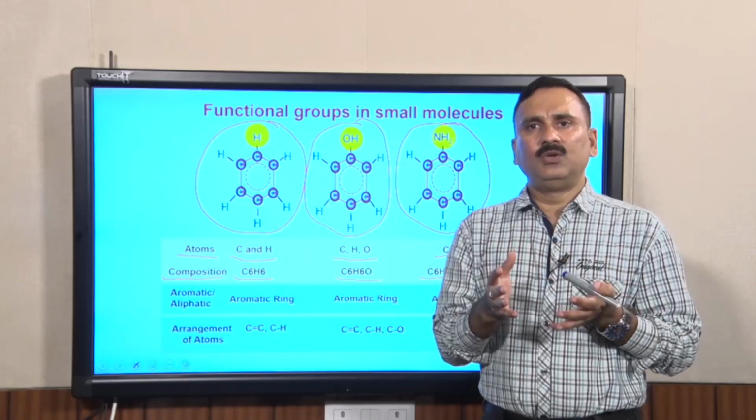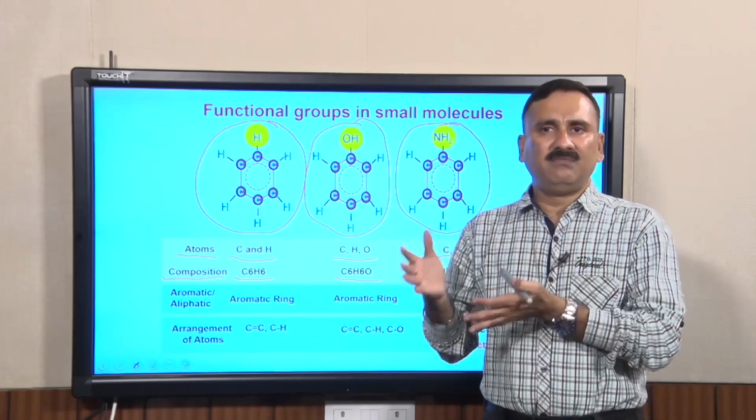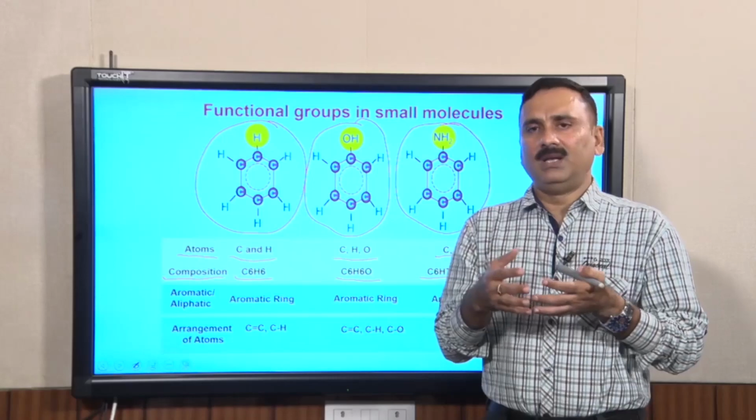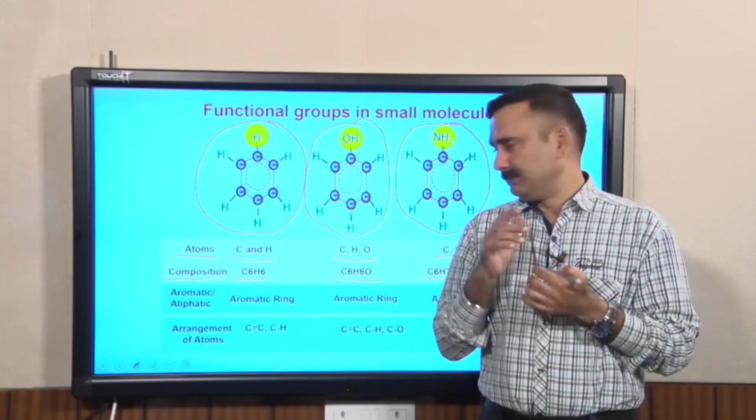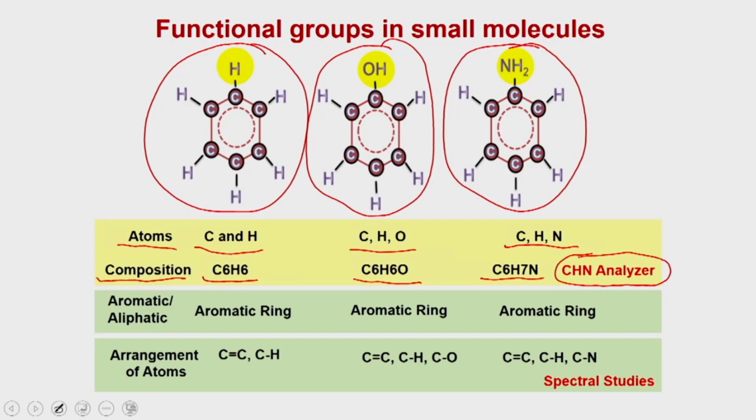And for CHN analysis, you might have to give 1 milligram to 5 milligrams of your compound, depending on the number of atoms and other groups present. Then the second thing you have to ask is whether the compound is aromatic or aliphatic, because I can have a compound which is C6H6, but I can also have a linear chain aliphatic compound instead of the cyclic aromatic compound. So, the second thing you have to ask is whether the hydrocarbon you are isolating is aliphatic or aromatic.